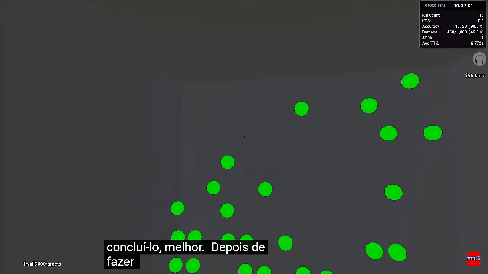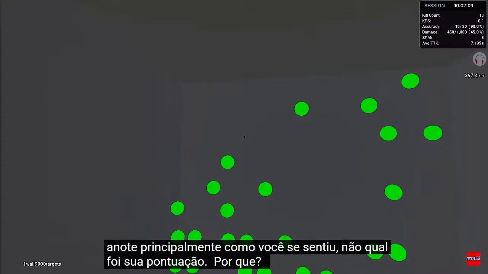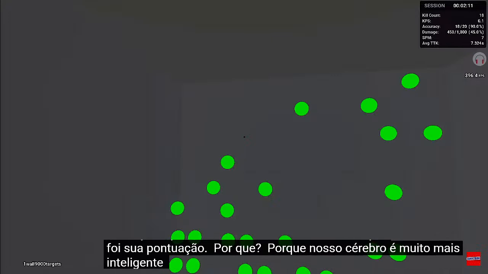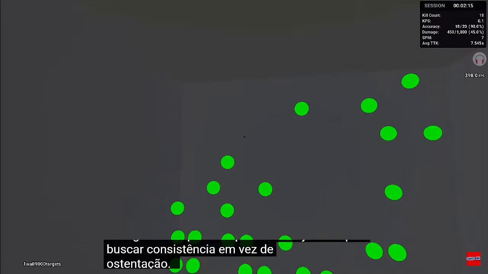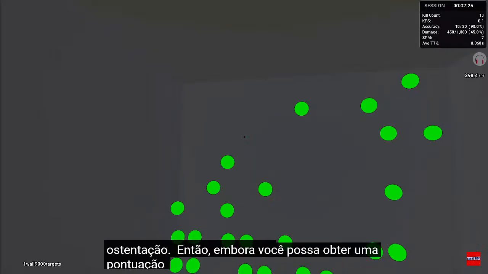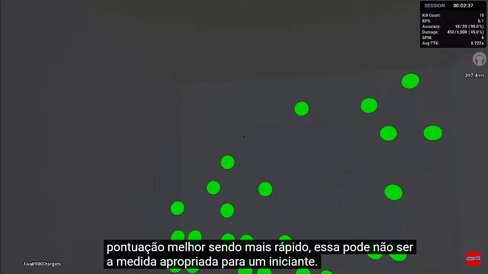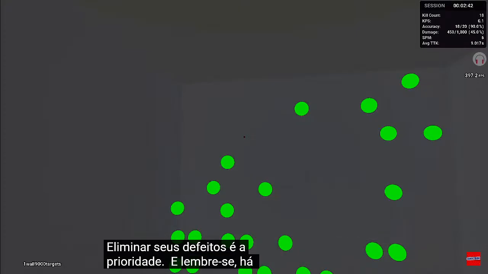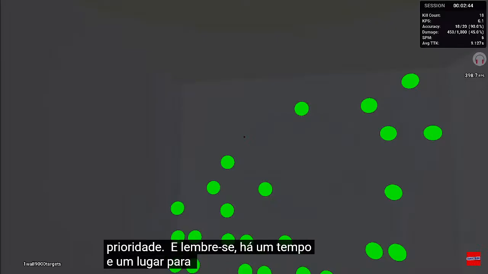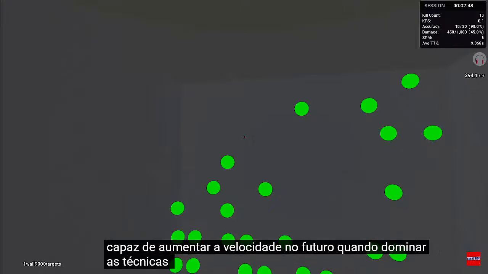After you've done that, look back and please take notes, mainly on how you felt, not how your score was. Why? Because our brain is way smarter than you think. The goal here is to look for consistency rather than flashiness. So while you may get a better score being faster, it may not be the appropriate step as a beginner. Weeding out your bad flaws is the priority. And remember, there's a time and a place for everything. You'll be able to push speed in the future once you have the basic techniques down.